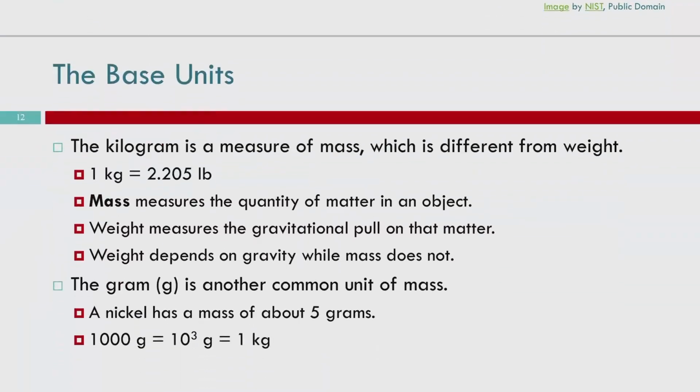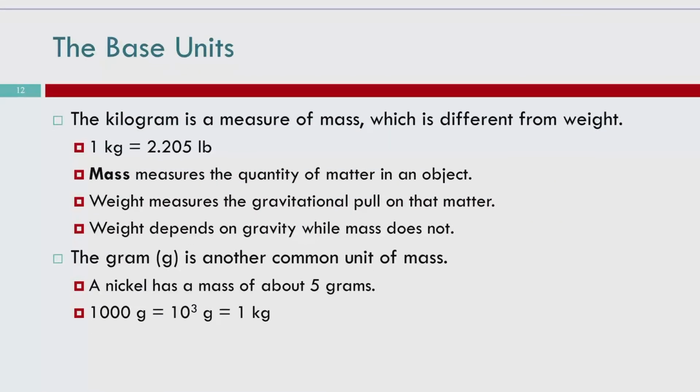So the kilogram. The kilogram is a measure of mass, which is different from weight. If you wake up in the morning, you step on a scale, you're probably measuring your weight, probably in pounds, that 2.205 pounds per kilogram. Mass is not weight. Mass is a measure of the matter, the amount of matter, the quantity of matter in an object. Weight measures gravitational pull on that matter. So weight depends on gravity.